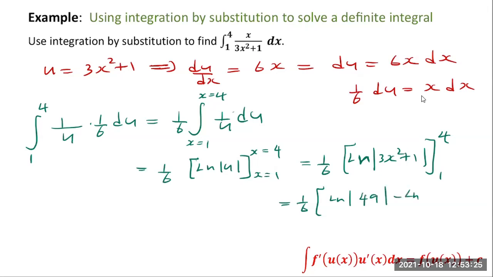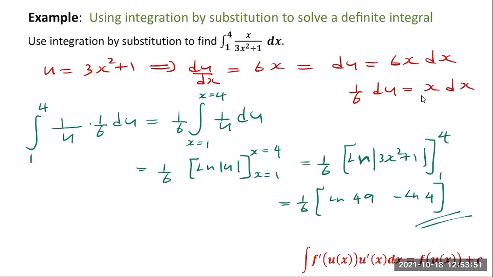minus ln 4. If you plug in the lower limit here, you get ln 4. I don't really have to put absolute value here because that's a positive number. I can just write ln 49 minus ln 4. That's your final answer. That's how you do it using x limits.